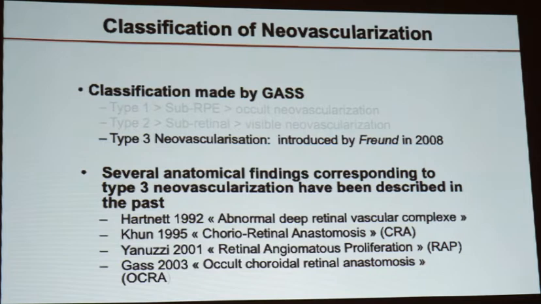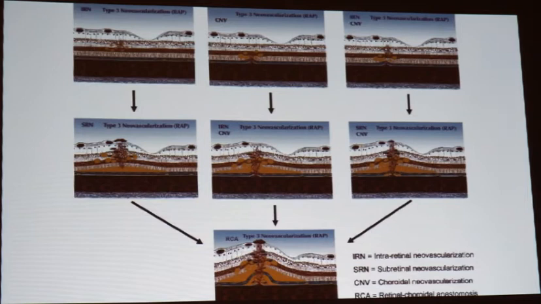This paper was published in Archives. And you know that there are three different hypotheses at the basis of type 3 macular neovascularization: starting from the retinal plexus, the deep vascular complex of the retinal plexus, starting from the choroid, or starting from the retinal plexus and choroid together. But at the end, you have the same lesion, a retinal-choroidal anastomosis, a connection between the retinal plexus and the sub-RPE space.